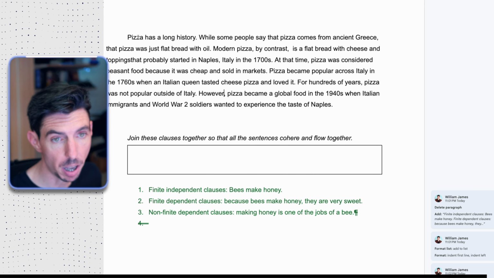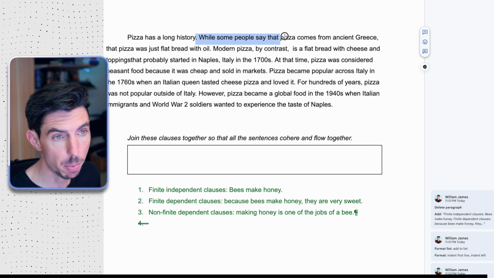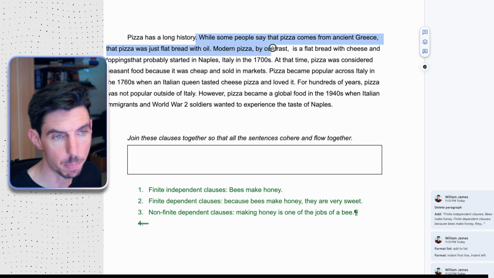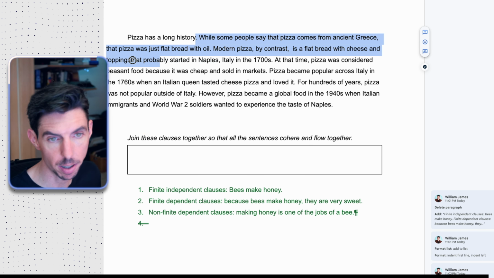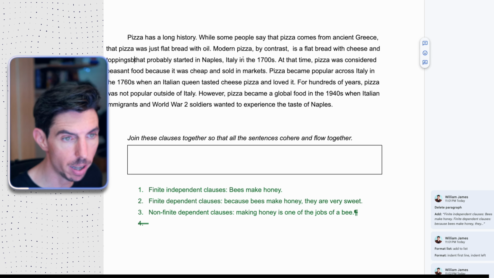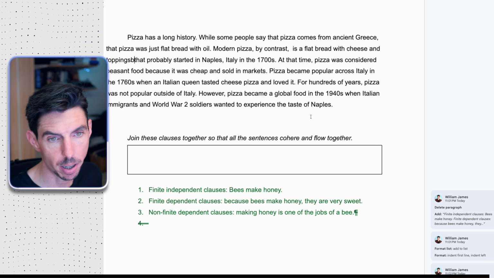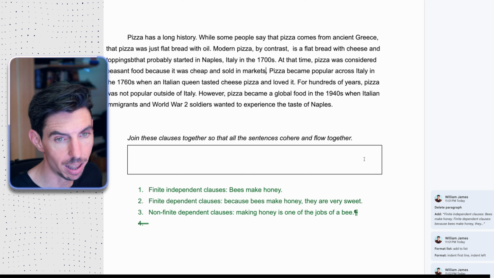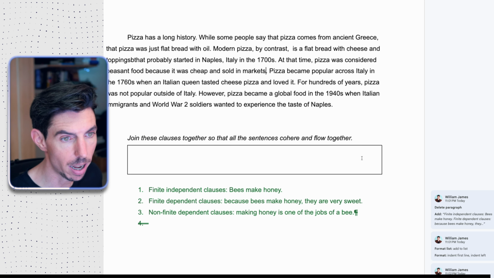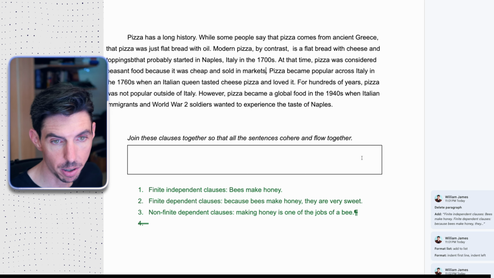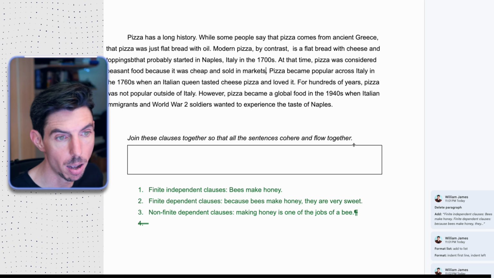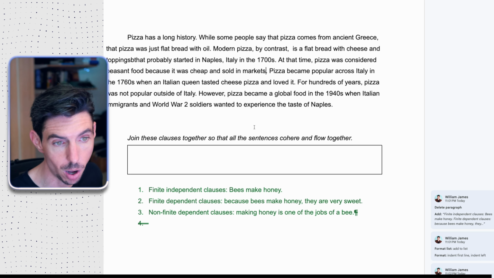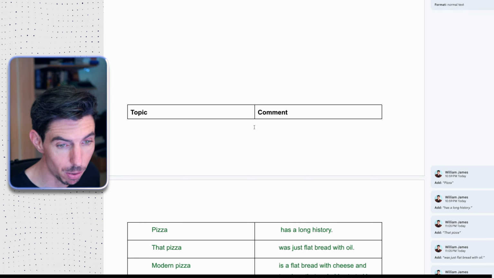And so our final paragraph has become: Pizza has a long history. While some people say that pizza comes from ancient Greece, that pizza was just flatbread with oil. Modern pizza, by contrast, is a flatbread with cheese and toppings that probably started in Naples, Italy in the 1700s. At that time, pizza was considered peasant food because it was cheap and sold in markets. Pizza became popular across Italy in the 1760s when an Italian queen tasted cheese pizza and loved it. For hundreds of years, pizza was not popular outside of Italy. However, pizza became a global food in the 1940s when Italian immigrants and World War II soldiers wanted to experience the taste of Naples. That's pretty good.